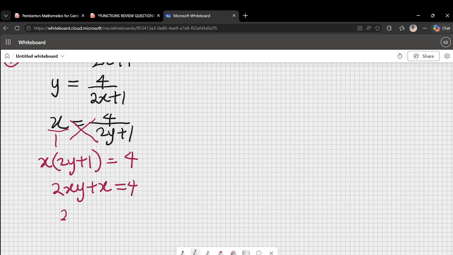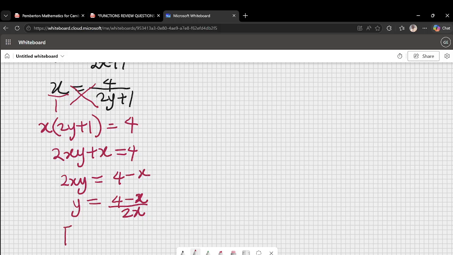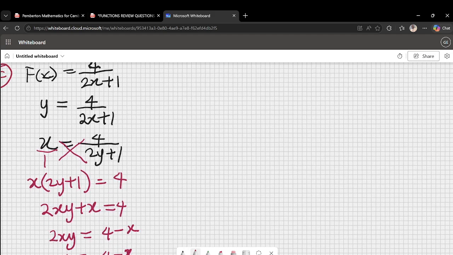I want to take that plus x to the other side. That gives us 4 minus x. Then make y the subject. That gives us 4 minus x over 2x. At the end of the day, the inverse of the function will be 4 minus x over 2x. So that's how we do that for that particular function.